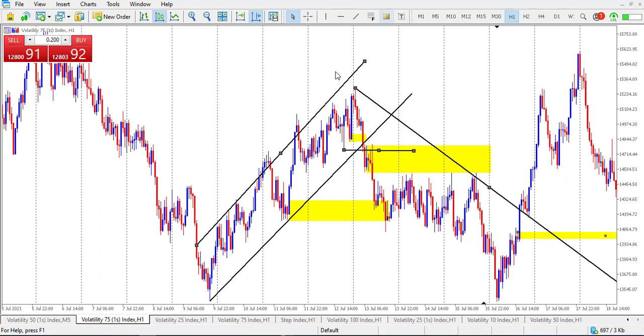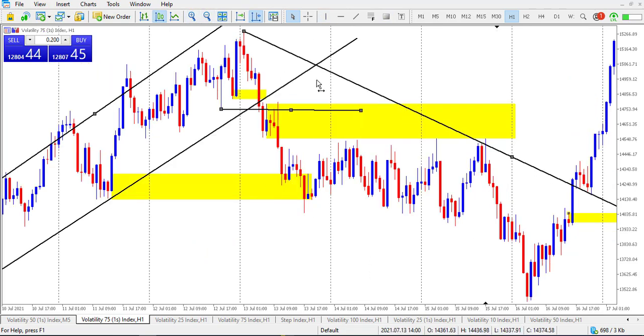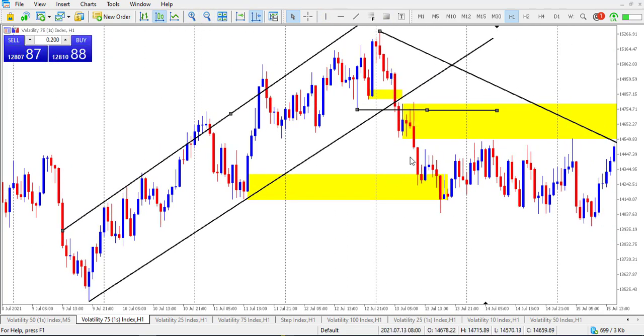This is a channel, as you can see. Number 1, we have a channel break to the downside. Let me zoom so that you guys can see. We have a channel break. After this break, that's your trend. The trend is changed after it takes out a channel. What happens after that? You see a break of structure. This is a break of structure, right?